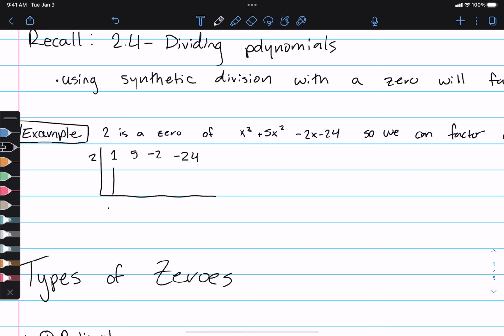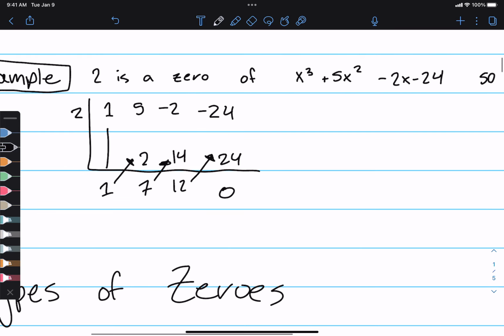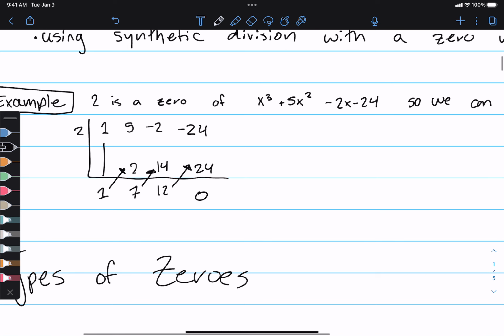And we're going to bring 1 down and multiply by 2 to get 2. And then we're going to add this to 5 to get 7. We're going to multiply that again by 2 to get 14. Add that to negative 2 to get 12. Multiply that by 2 to get 24. And of course this equals 0. And that's what we want, so that we are able to factor it out. Right? We want a 0 remainder.